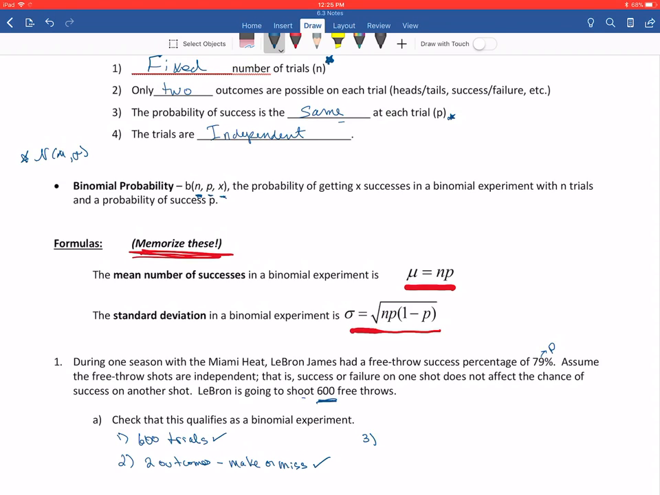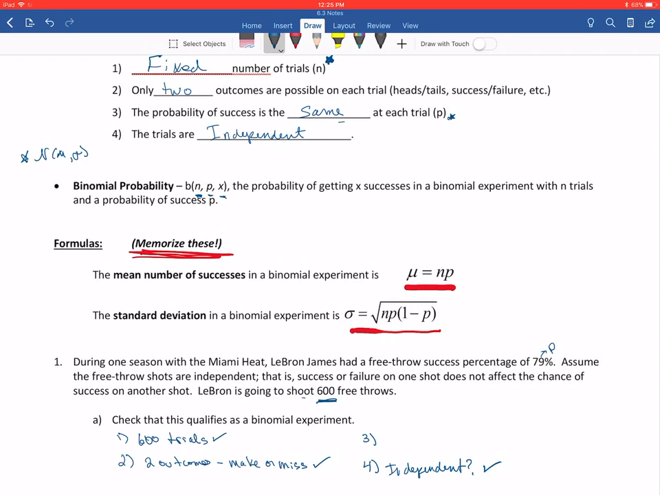Is the probability of success the same on each trial? So this one we had to assume it. It says assume that they are independent and that you're either going to make it or miss it. So I'm sorry, I guess that's 4. Are they independent? Here it says yes, they are.